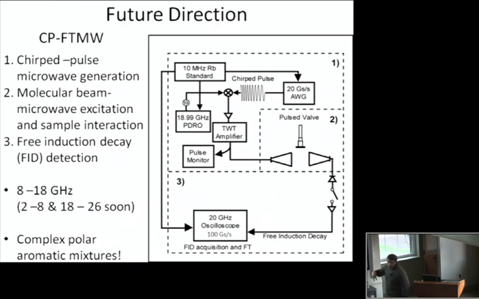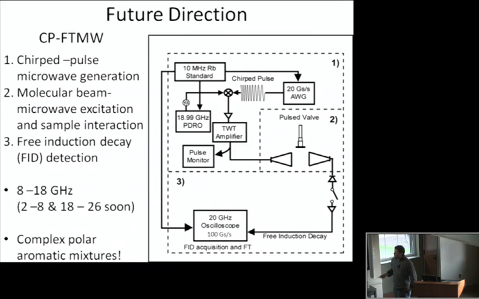In the cavity, we have 3 valves that'll introduce the gas mixture, and the free induction decay is then measured by a second horn and processed by a 20 gigahertz oscilloscope at 100 gigasample per second to then acquire the FID and result in a Fourier transform spectrum. The current operation of this instrument, second time, yours is going to be a charm, right? Current operation is 8 to 18 gigahertz, but that's soon to change by adding a 2 to 8 gigahertz and 8 to 26 gigahertz capability.